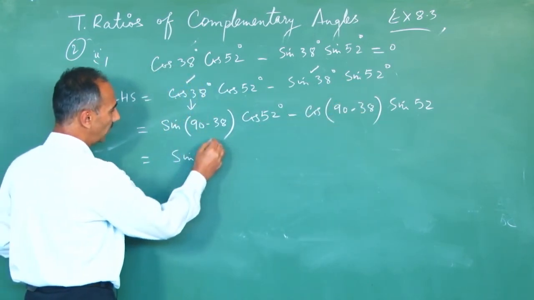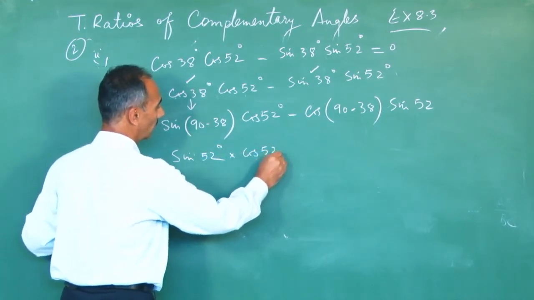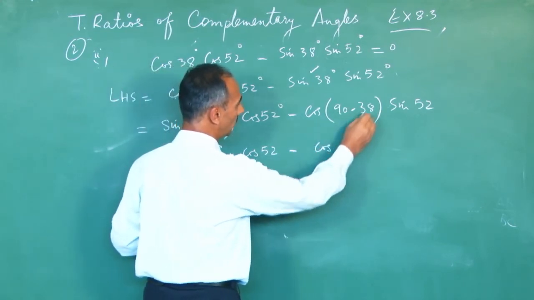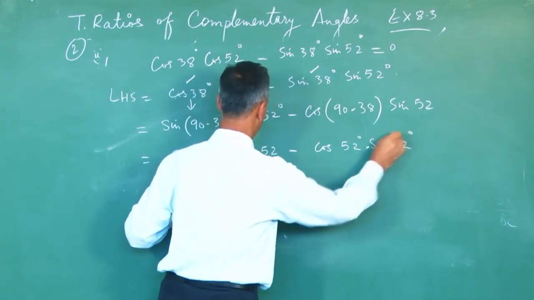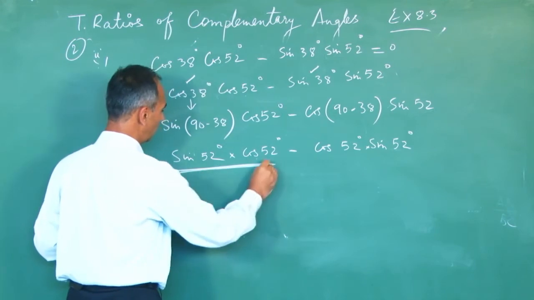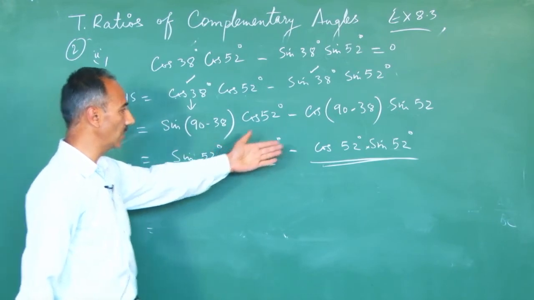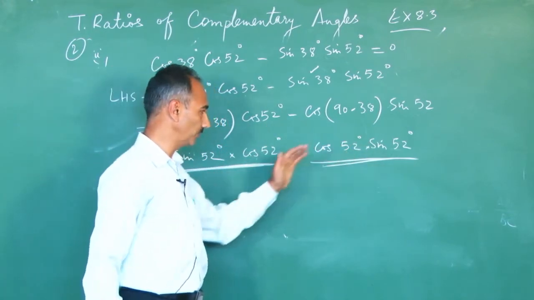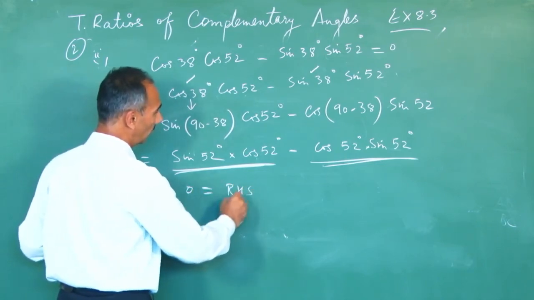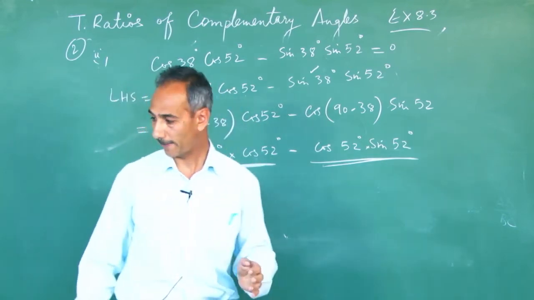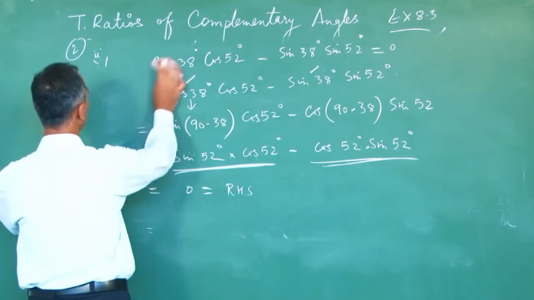So the next step is to take the difference. 90 minus 38 is 52, into cos of 52, minus cos of 90 minus 38, which is again 52, into sine of 52 degrees. Now this expression and this expression, they are same. Sine 52 into cos 52, sine 52 into cos 52. They are same, so their difference will be 0, and that is our right hand side. So we have verified that left hand side equals right hand side. So we are going to the next sum of this exercise. I will be rubbing this.